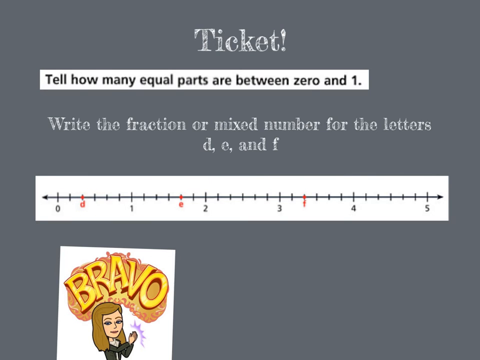All right, ladies and gents, it's your turn. First, tell me how many equal parts are between 0 and 1. So just like I was doing on my number lines, count the gaps, figure out what the denominator will be, and then you count the number lines to figure out the numerator. Count the dashes. So solve for the denominator, figure out how many gaps there are, then count up using the lines to figure out the mixed number or fractions for D, E, and F on the number line here.